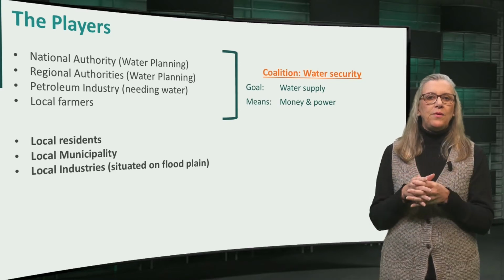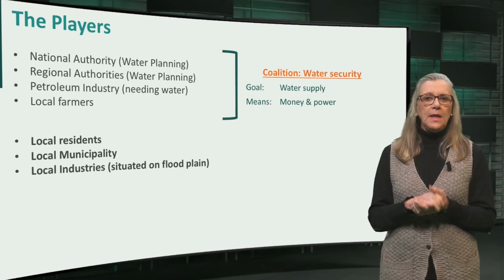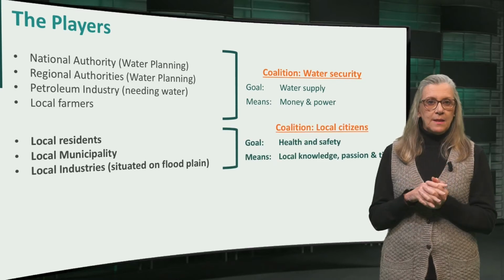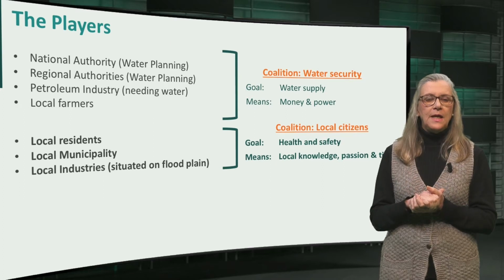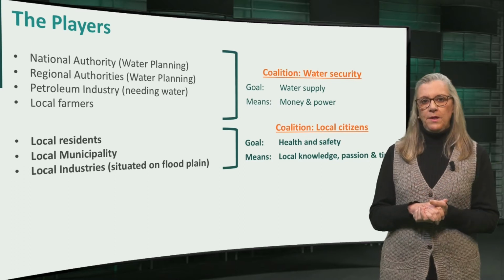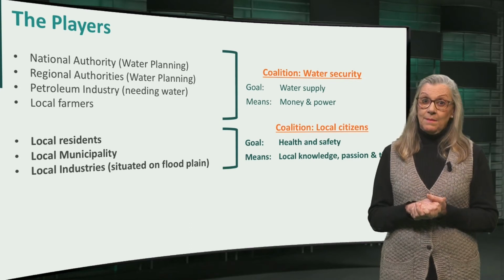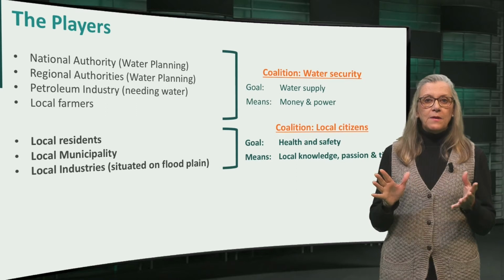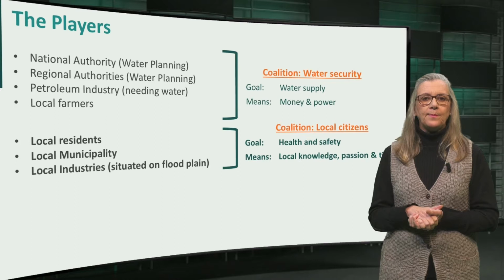Then there were the local role players comprising the residents of the town, the local municipality, and also small industries that were situated on the floodplain. For example, there were small shops and also a shoe factory. They formed the Local Citizens Coalition that had the health and the safety of the community at heart. And as many of them were living in the area for years, they had local knowledge and they were passionate about the natural beauty of the estuary. Many of the local residents were also retirees, so they had the time to devote to this issue and they could voice their wishes and concerns.